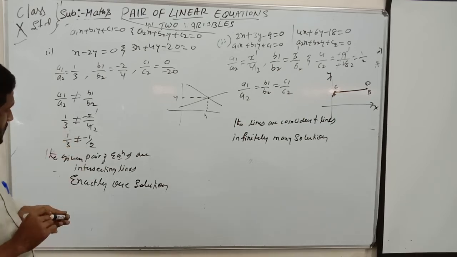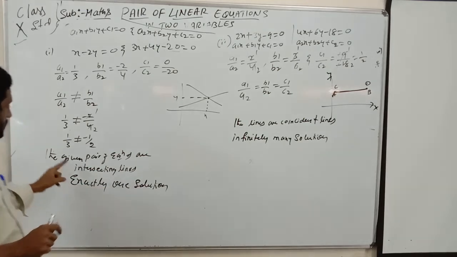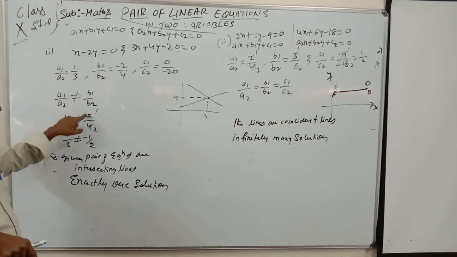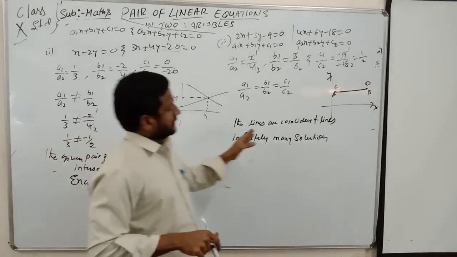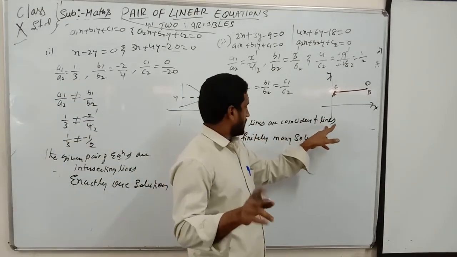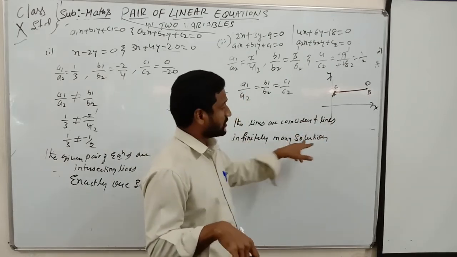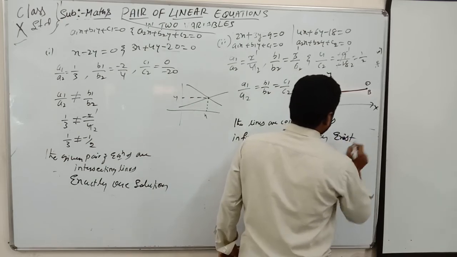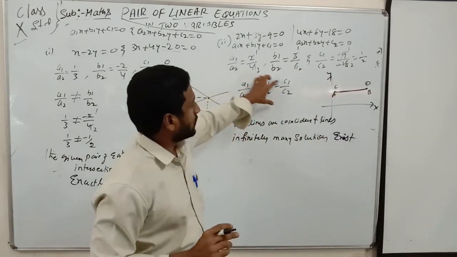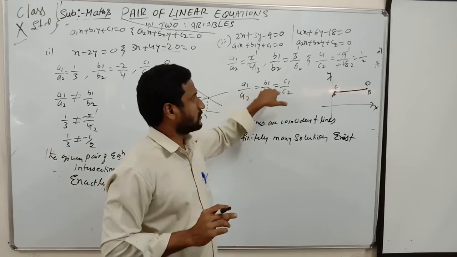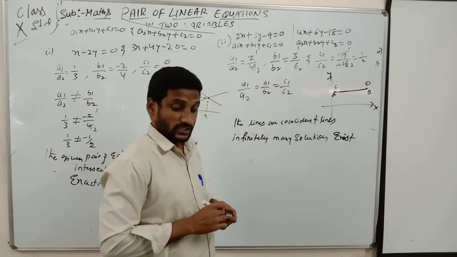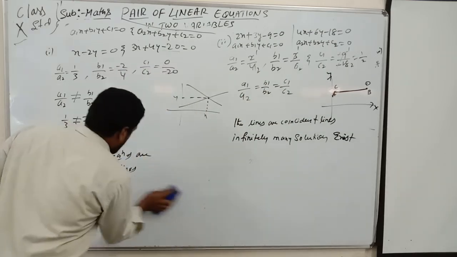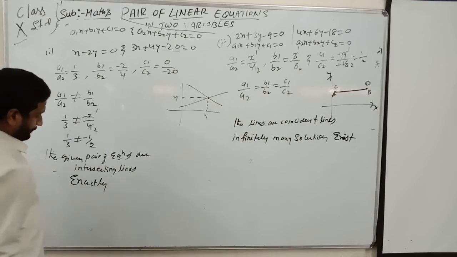Okay, so one is here, exactly one solution. Lines are intersecting when a1/a2 is not equal to b1/b2. Okay, here the lines are coincident lines. That is the first point. The second point is that infinitely many solutions exist, then the ratios are all equal here: a1/a2 equal to b1/b2 equal to c1/c2. So these two cases are completed. Next, one more is there that we can see here.